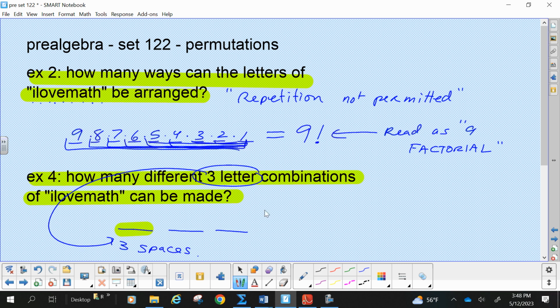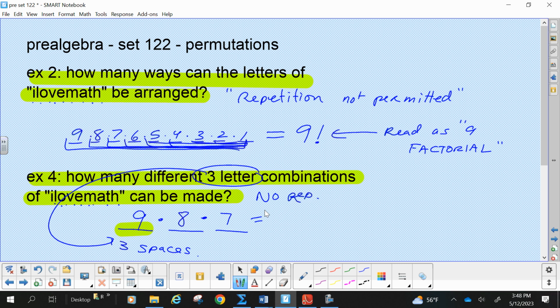For the first letter, though, I still have 1, 2, 3, 4, 5, 6, 7, 8, 9 different choices. So I have 9 letters to choose from. Now, assuming again I say no repetition, then I'll have only 8 choices and then 7 choices. And then once I've filled those 3 spaces, I'm just done. The other 6 letters just don't get used. They're just hanging off to the side. And I multiply.